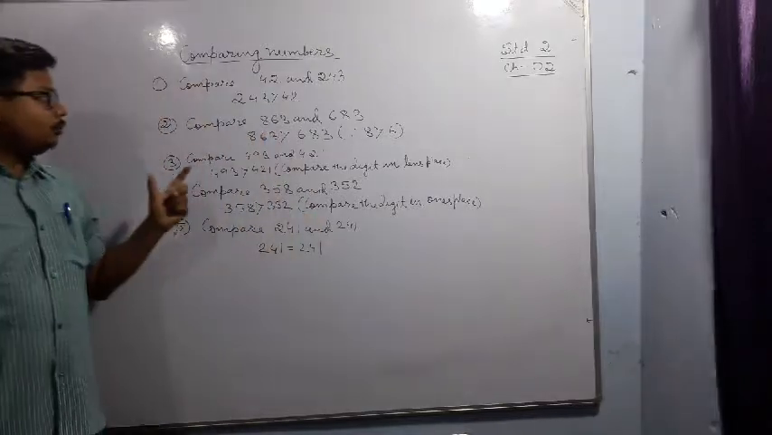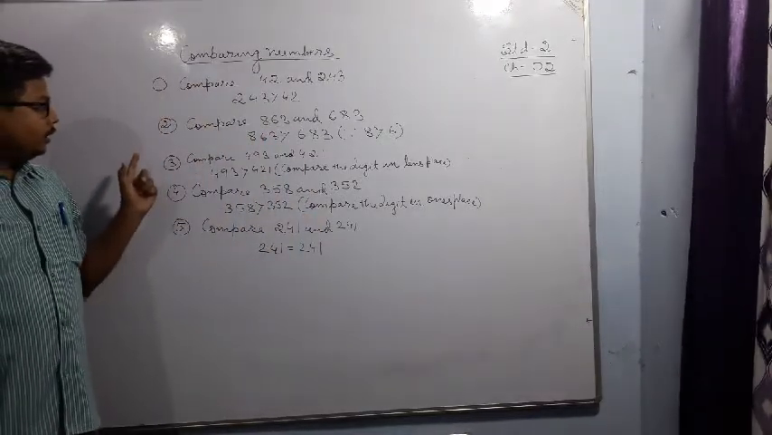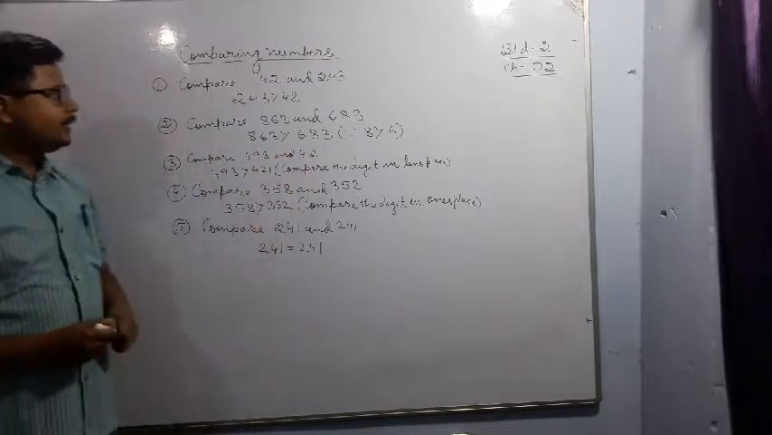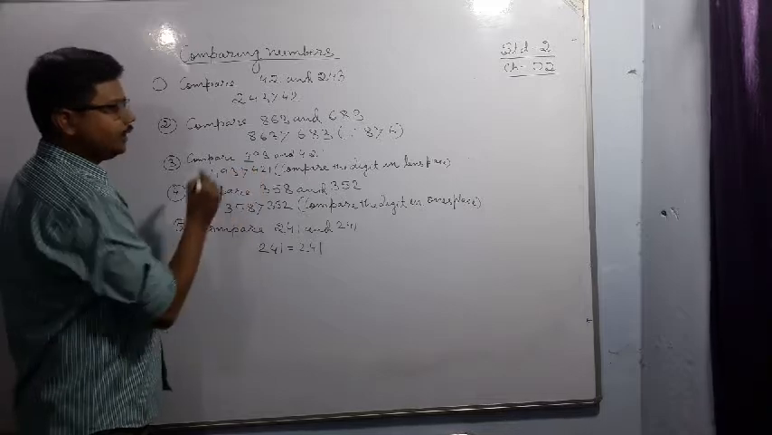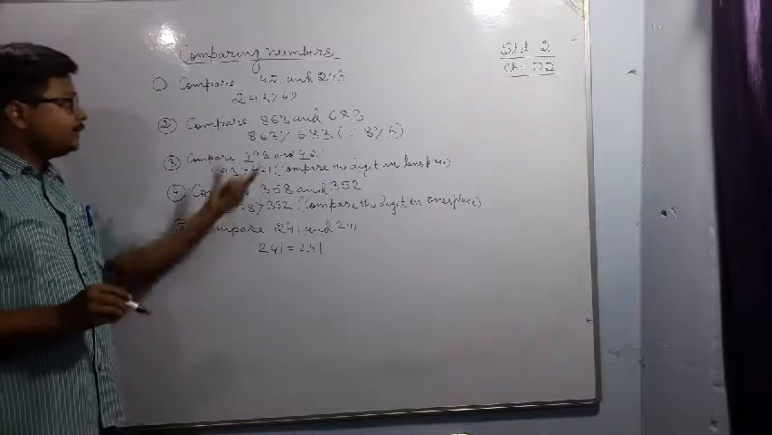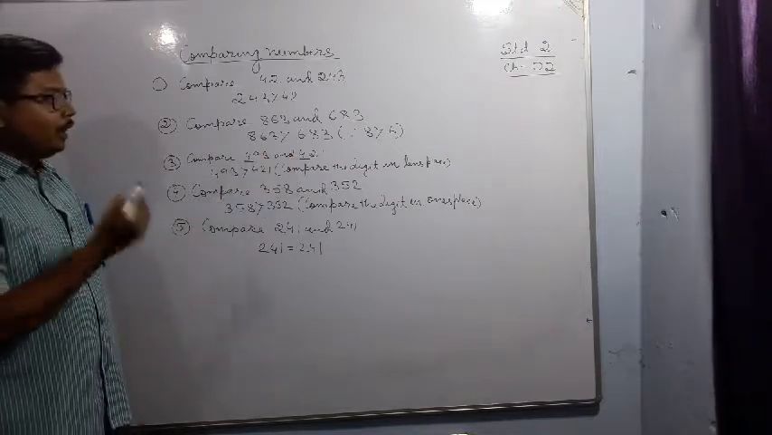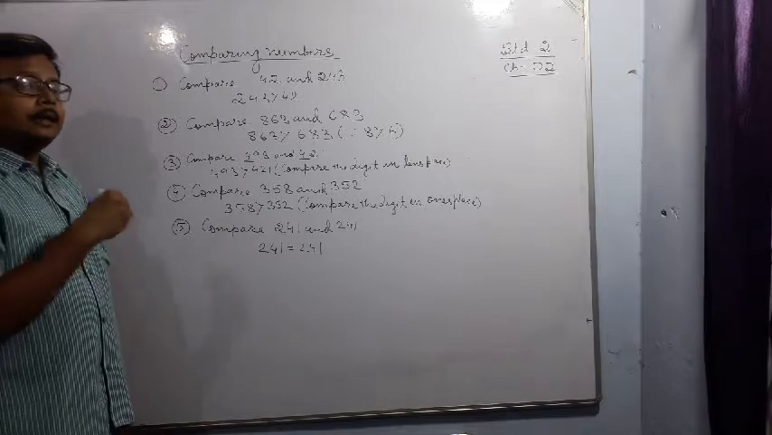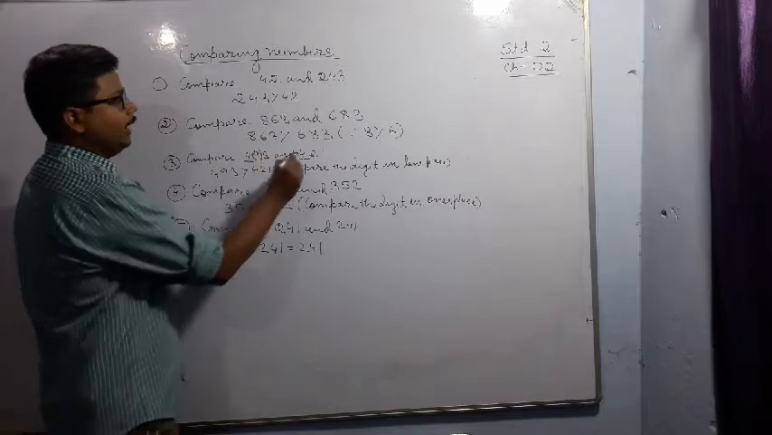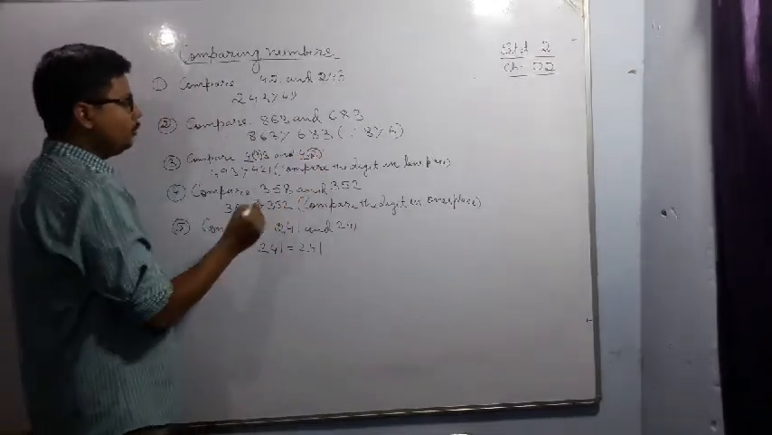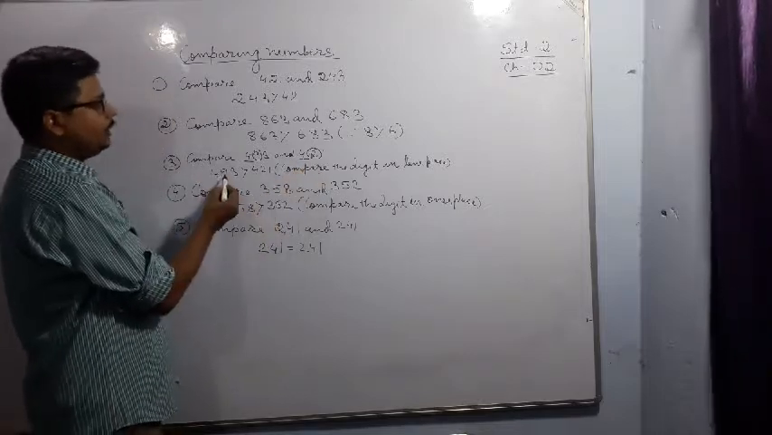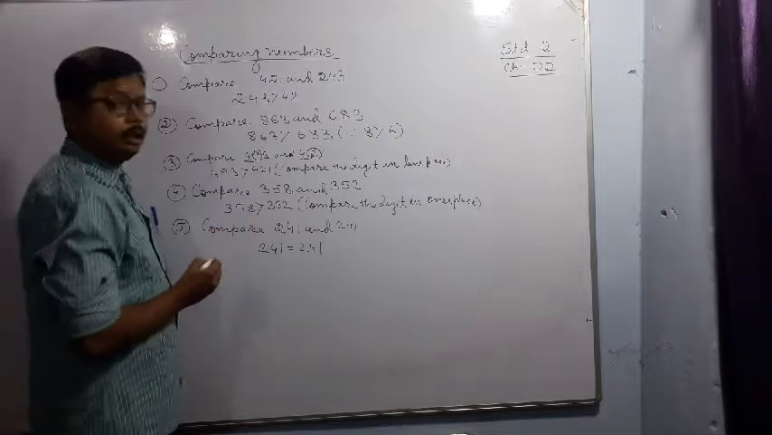Now let us come to the next example, that is compare 493 and 421. As you can see here, in hundreds place here is 4 as well as here is also 4. Both are 3 digits. Now how to compare? Then we will see the tens place of both the numbers. In tens place 9 is there, and in this tens place 2 is there. So 9 is greater than 2. So we can write 493 is greater than 421.